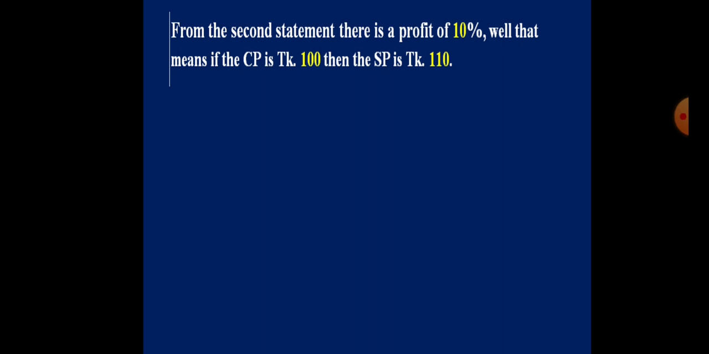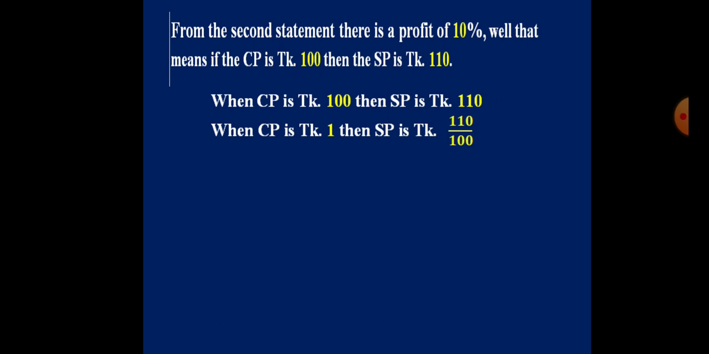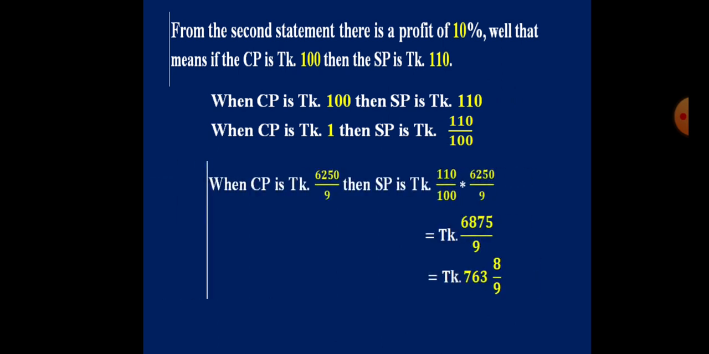Okay, let us see what it is. So when the cost price is taka 100, then the selling price is 110. When the cost price is taka 1, then the selling price is 110 over 100. Then if the cost price is 6250 over 9, we actually found that 6250 over 9 in our previous slide from the first line. Okay, then the selling price is 110 over 100 times 6250 over 9, and this takes you to taka 763 and 8/9.